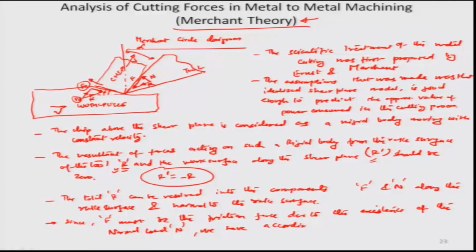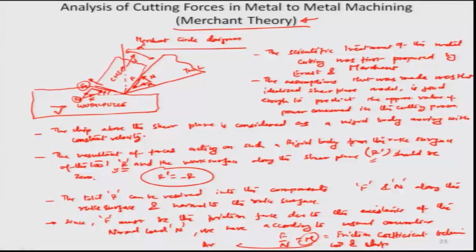according to usual conventions, F by N equals mu, the friction coefficient between tool and chip. This mu is actually more like an average mu, which is based on the fact that you have an average frictional force coming in the chip as a result of the normal reaction.